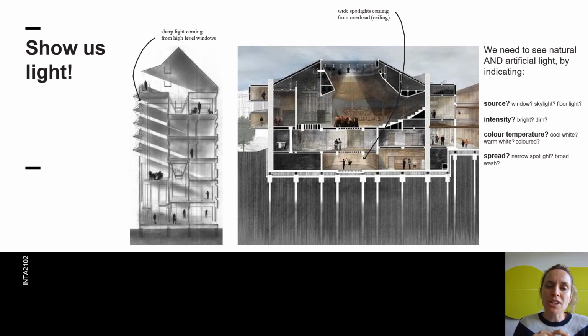We're asking you to also communicate light, because light has a really significant impact on the way that you read a material. So think about light in terms of natural light coming from the sun and artificial light coming from interior lighting components. You can think about the source of the light. So is it coming from a window, a skylight? Is it coming from a lamp on the floor? The intensity of the light, is it really strong or is it dim and moody? The temperature of the light, so is it a cool light? Is it really warm light? Is it a coloured red and yellow light? And the spread of the light, so is it very narrow like a spotlight or is it a really broad wash? Again, your design idea will guide you through these decisions.